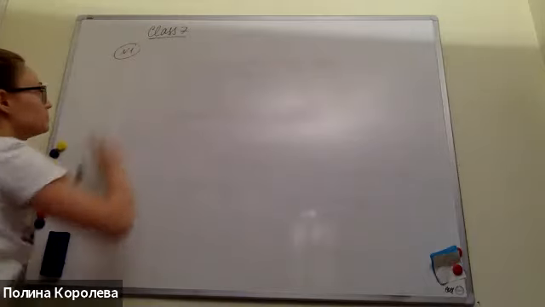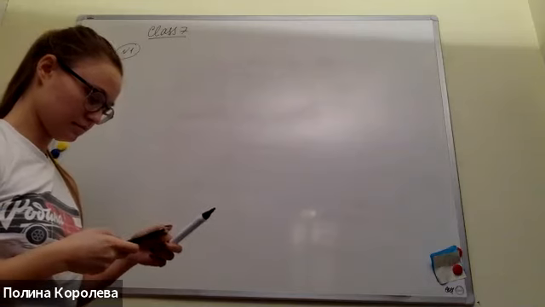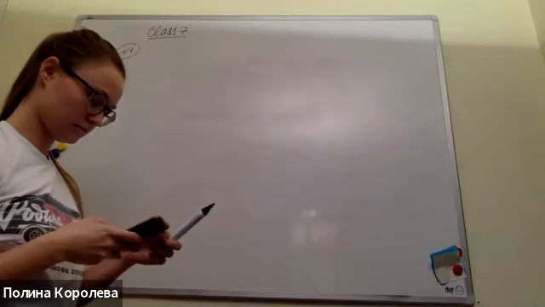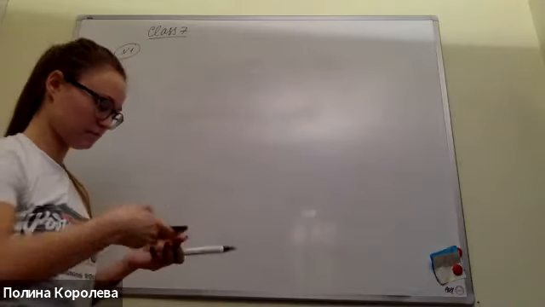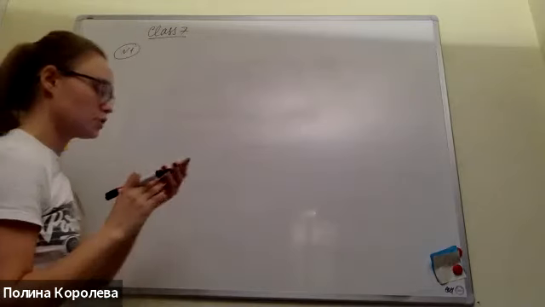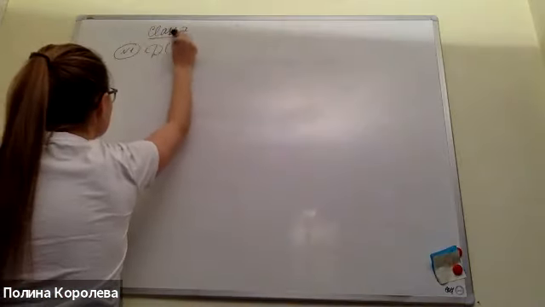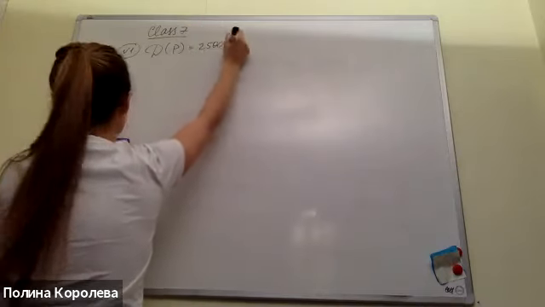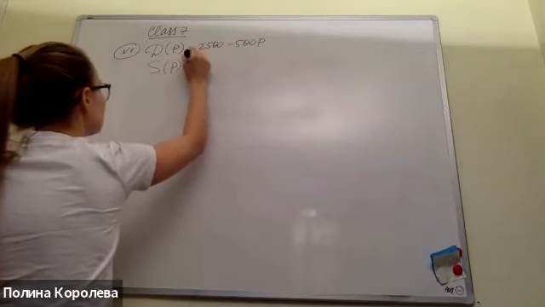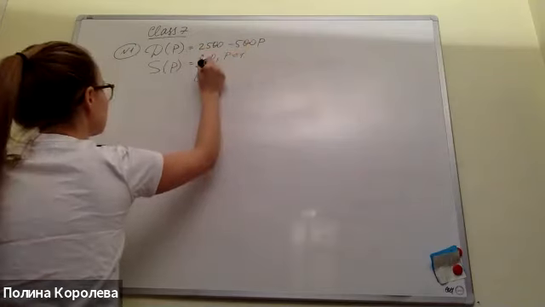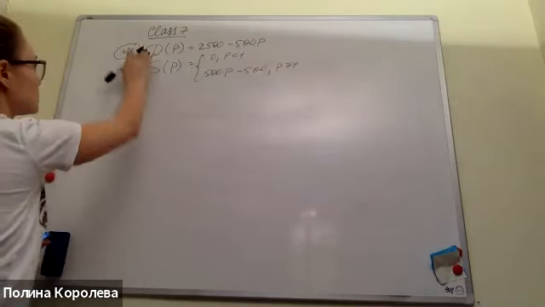Number 1. We should consider a perfectly competitive market of gummy bears where the market demand equals 2,500 minus 500 multiplied by the price. And the market supply is 0 if the price is less than 1, and 500 multiplied by the price minus 500 otherwise, that means if the price is greater than or equal to 1. This is market demand, market supply.